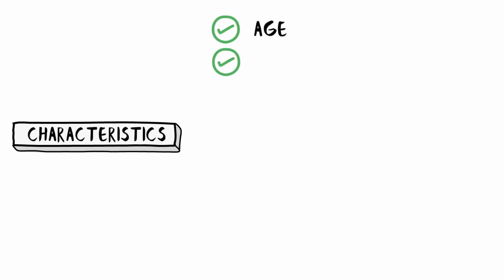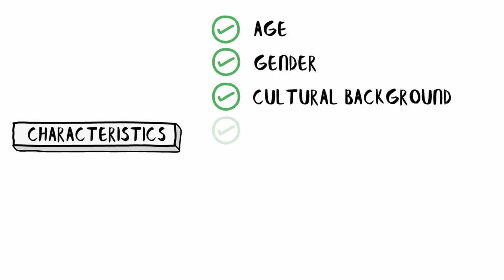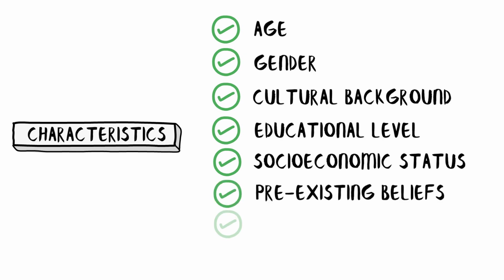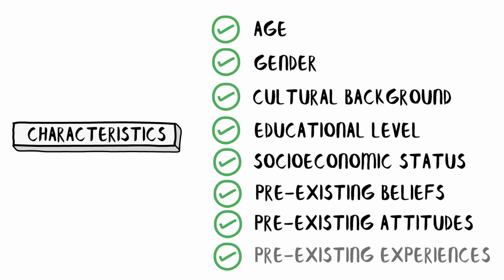These would include their age, gender, cultural background, educational level, and socioeconomic status. All of these can influence how the individual thinks and behaves in response to the research design. There is also the possibility that participants come in with pre-existing beliefs, attitudes, and experiences that can also influence their responses. Researchers need to be able to use valid measures to overcome any of these potential biases.